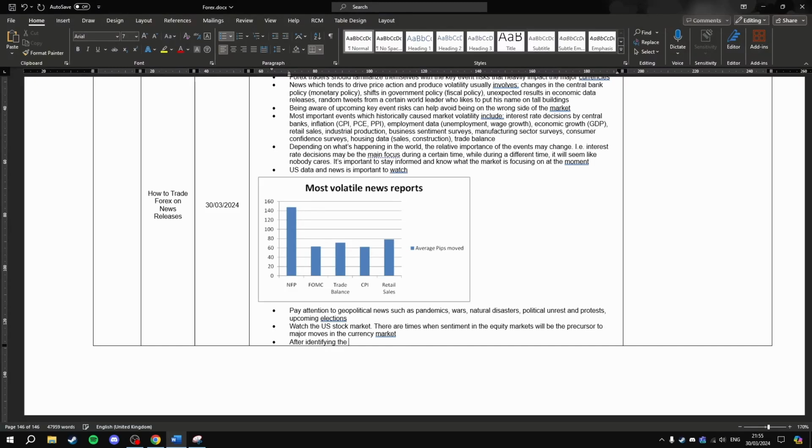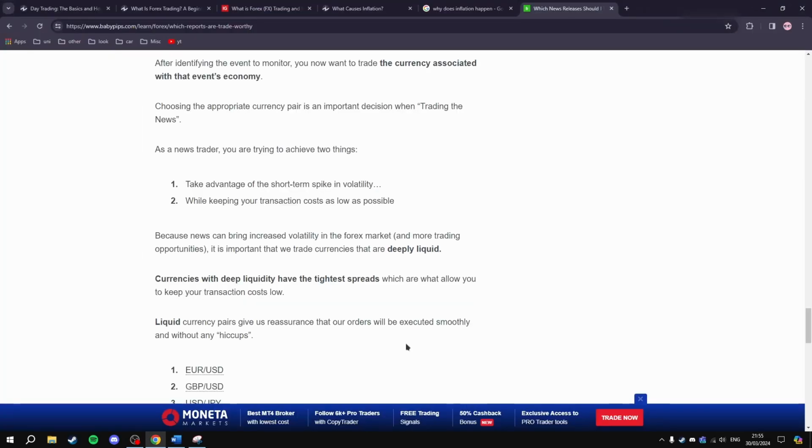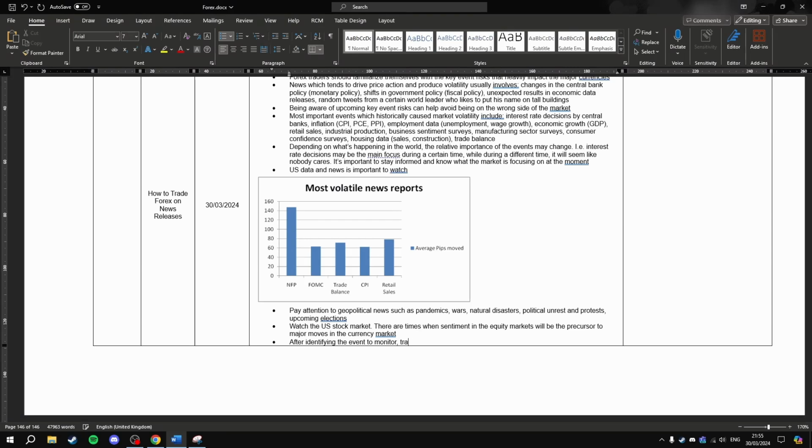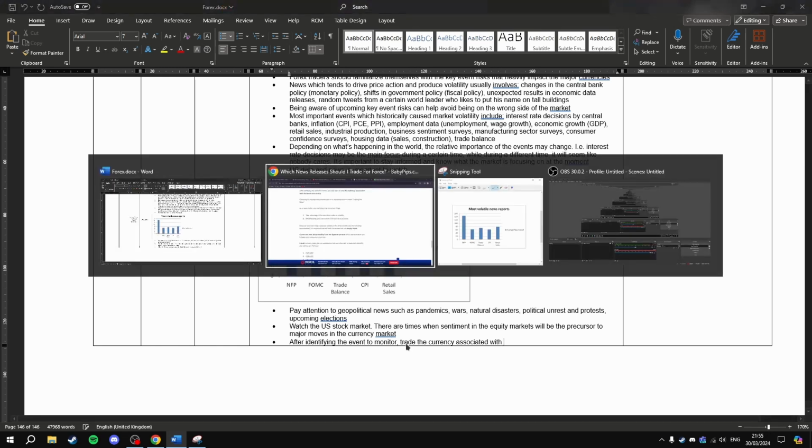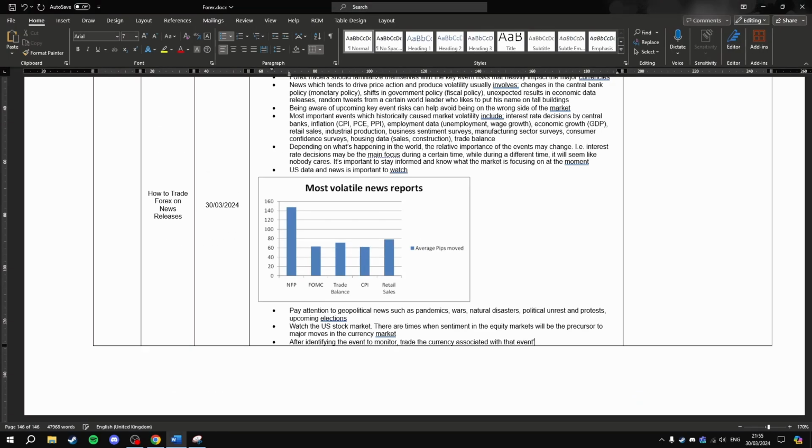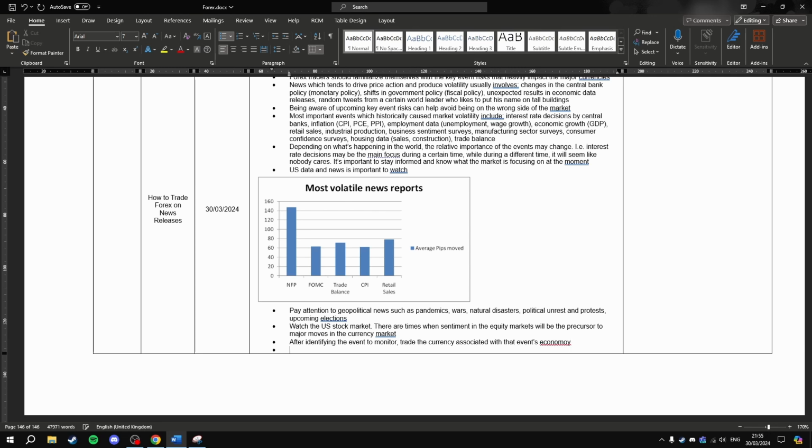Define the event to monitor. Trade the currency associated with that event's economy.